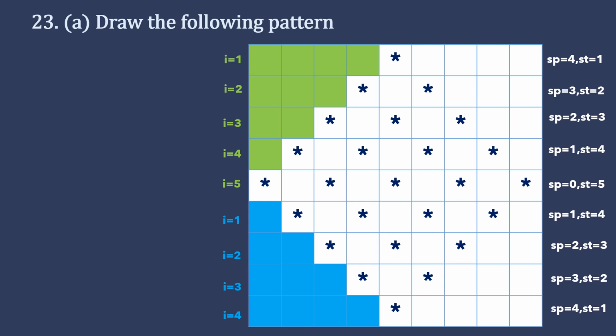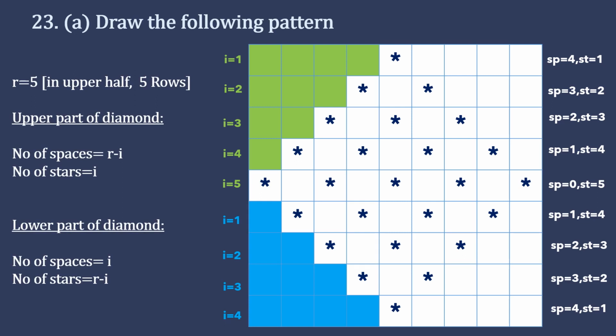So you can just see here. First of all, you have to take R is equal to 5. That means the number of rows in the upper half of the diamond that you have to take. Let's say here it is 5. Now we will draw the upper part of the diamond. So here you can see in the upper part, the number of spaces is R minus I. R is having value 5 and I is having the value of the row number. When I is equal to 1, then you can see R minus 1 is 4.